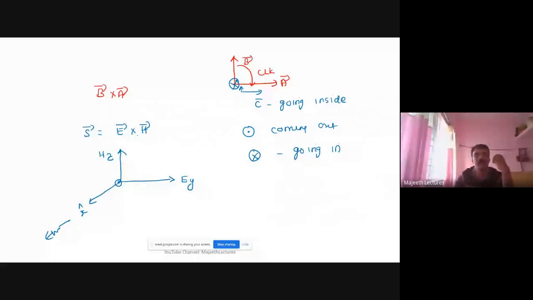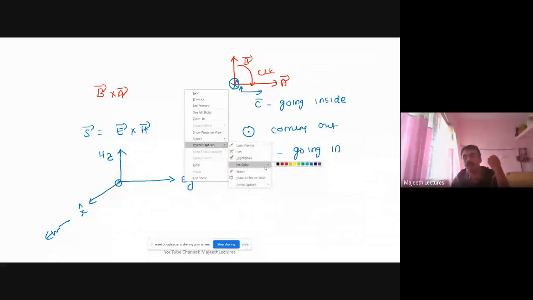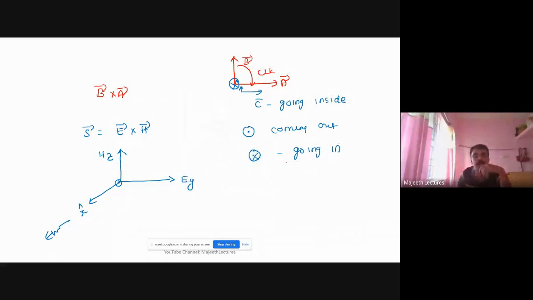Fine. Here you see, when you move from E cross H in this diagram, E to H I have to move. So E cross H, I am rotating in anti-clockwise direction. Just now I told you whenever you rotate anything in anti-clockwise direction, it will come out. So surely it is coming out. That's what I have already done here. So yes, the direction of S indicates this. This is the S direction.